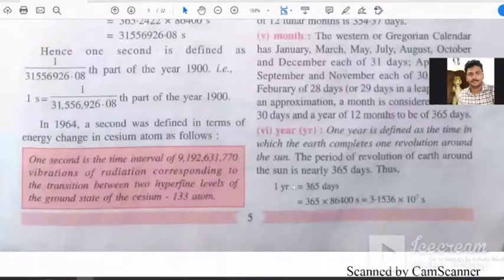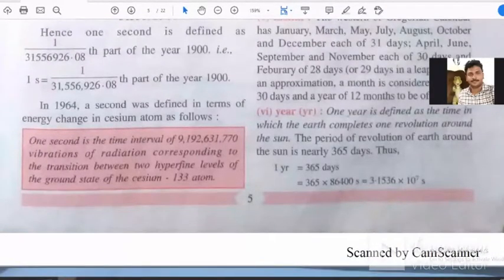If you want to convert a year into seconds, you multiply 365 with 86400. Just remember this; don't remember the big number 3.1536 into 10 to the power 7. You can multiply and calculate it. You need to have a little idea of how we convert a year into days and then days into seconds. Fine. Now we'll move to the next topic.